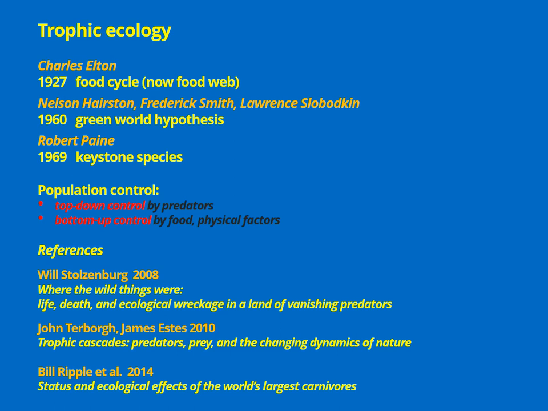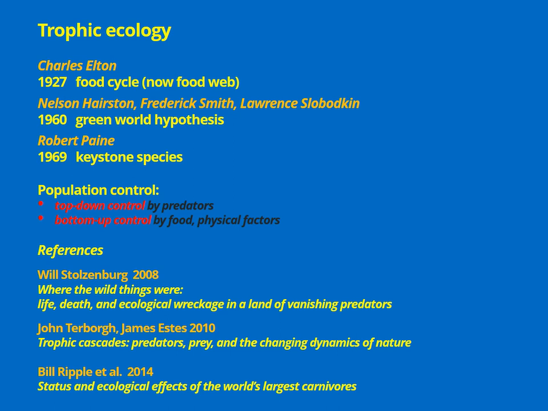In 1969, Robert Paine, Bob Paine, discovered the keystone species concept. A keystone species benefits other species out of proportion to its biomass contribution to the ecosystem. It often is a predator that is a keystone species, but other species can become keystone as well.